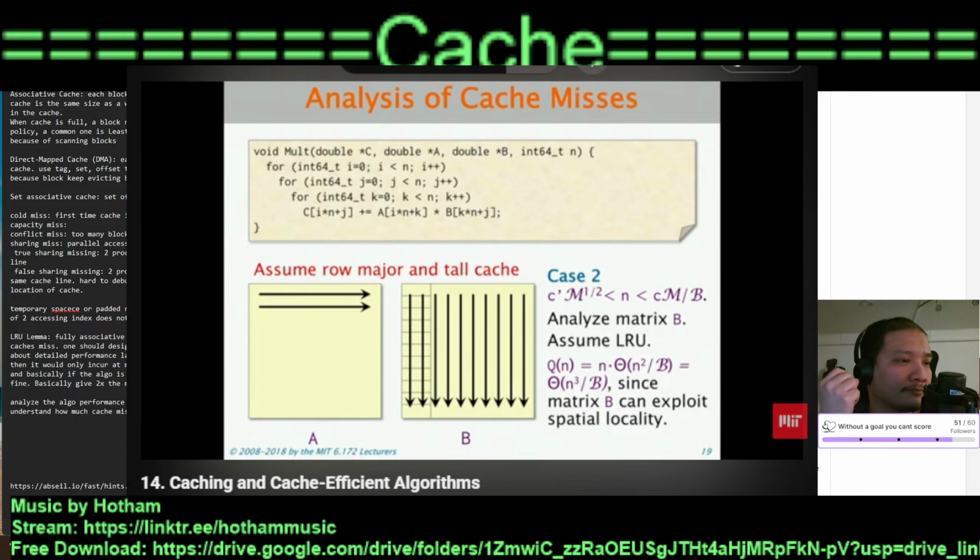And since I have n rows of A, I'm going to have n times theta of n squared over B cache misses. For each row of A, I'm going to incur n squared over B cache misses. So the overall number of cache misses is n cubed over B. And this is because inside matrix B, I can exploit spatial locality. Once I load in a block, I can reuse it the next time I traverse down a column that's nearby. Any questions on this analysis?